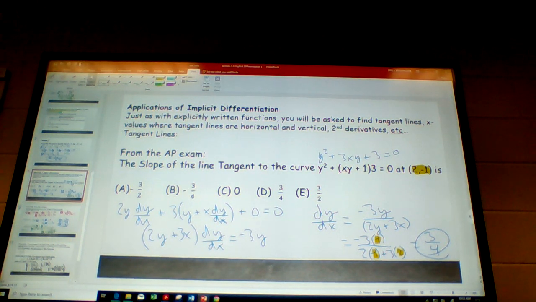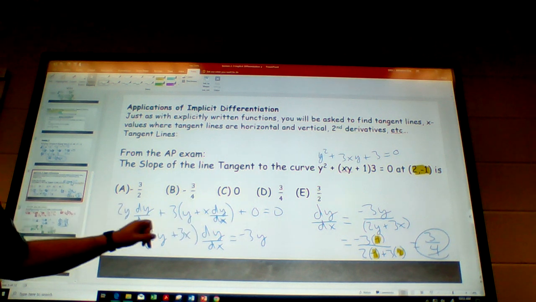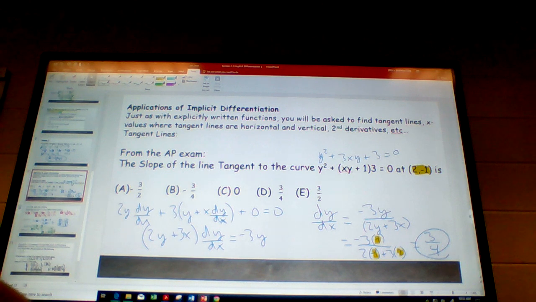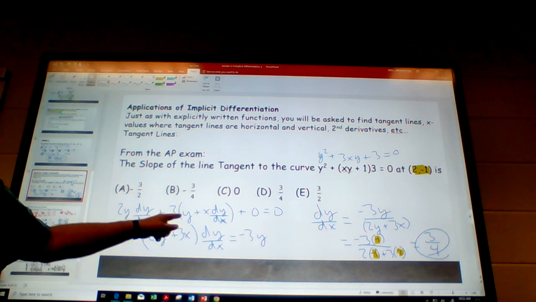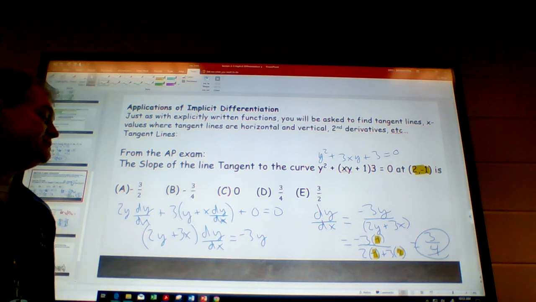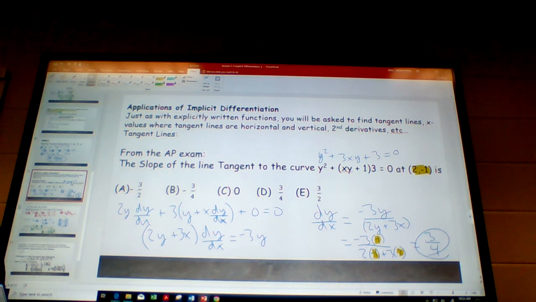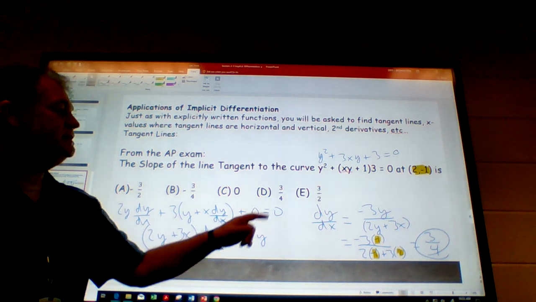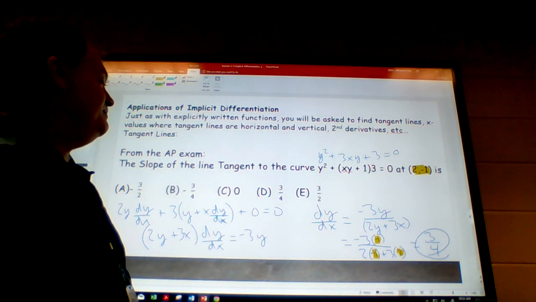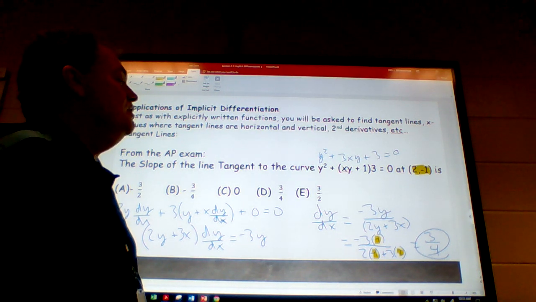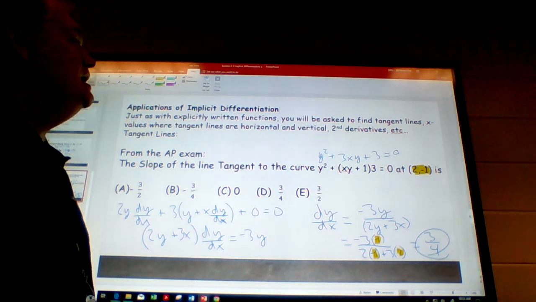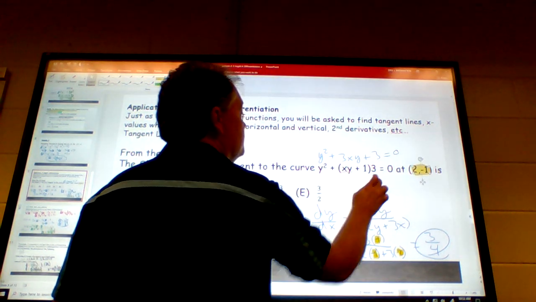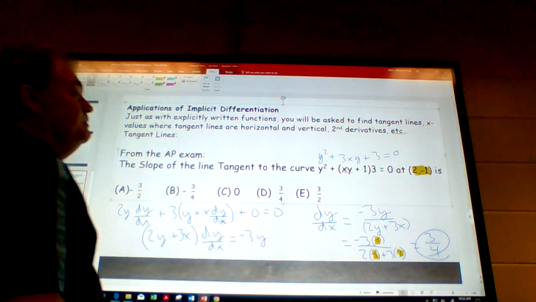So we get those. We group the dy over dx terms together, and we have 2y plus 3x. Then we take the 3y without a dy/dx and move it over to the other side, so it equals negative 3y. Then we get dy/dx by itself: negative 3y over 2y plus 3x. From there, we plug in the values for x and y, and we get 3/4, which is choice D.